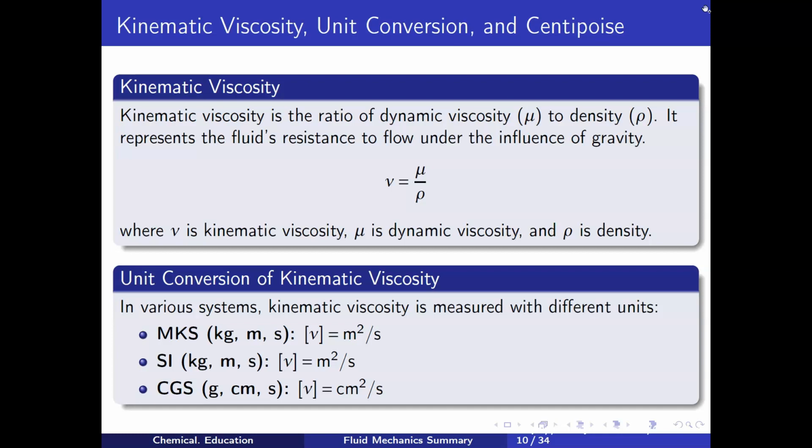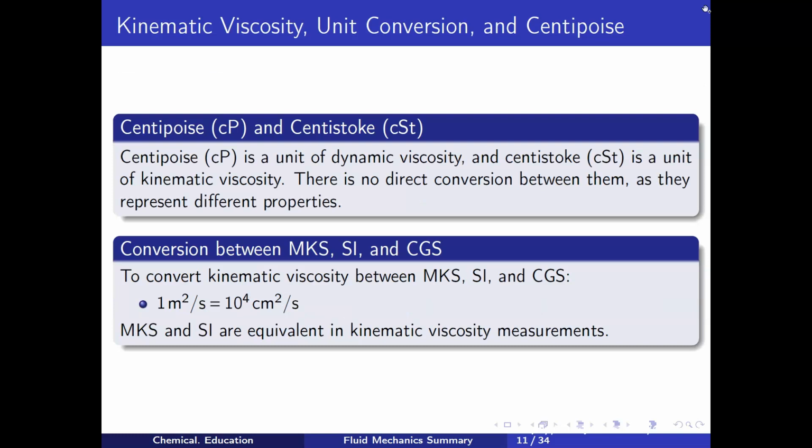Now what is the unit of the kinematic viscosity? In the MKS system, the kinematic viscosity unit is meter square per second. SI unit is also the same, meter square per second. And CGS unit is centimeter square per second. Now centipoise and centistoke. Centipoise is a unit of dynamic viscosity and centistoke is a unit of kinematic viscosity. There is no direct conversion between them as they represent different properties. To convert kinematic viscosity between MKS, SI and CGS, 1 meter square per second is equal to 10 to the power 4 centimeter square per second.